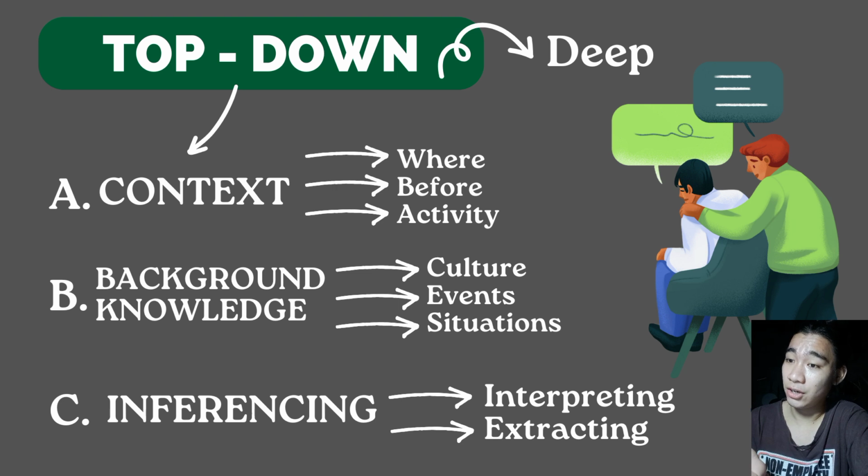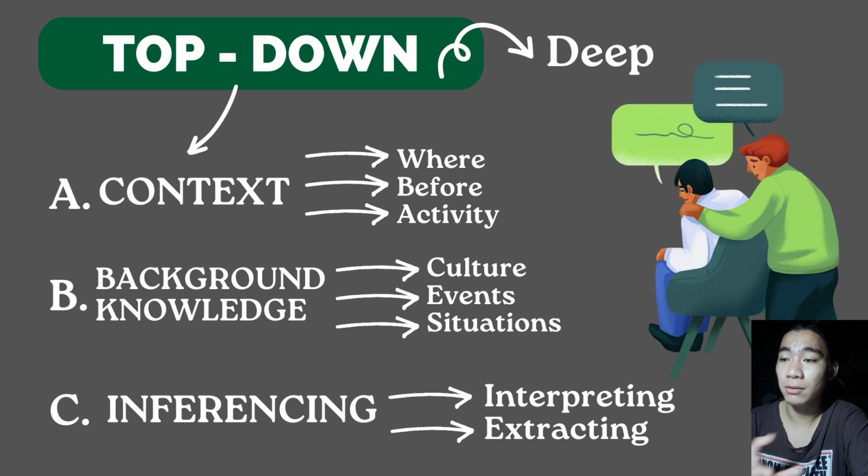As you can see here, it can be divided into three dimensions: the context, the background knowledge, and the inferencing, right? Now, let's talk about the context. Sometimes you cannot understand what someone says if you don't know the context. And by context, I mean where they are talking, where the place is.